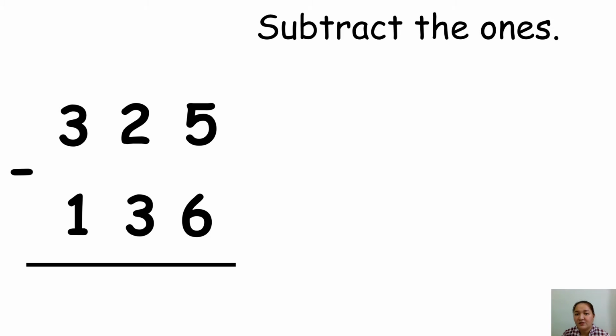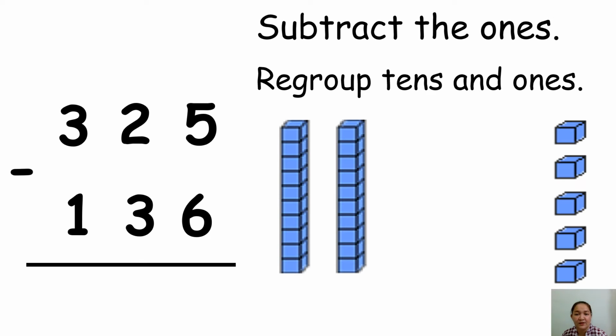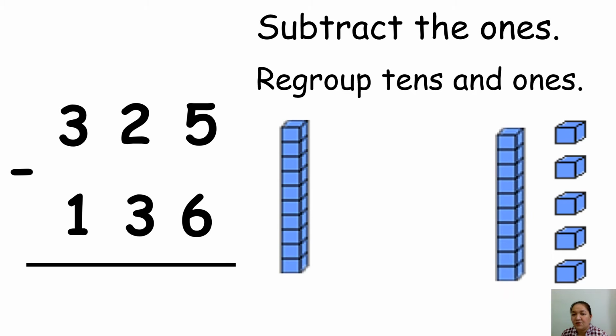The first step, subtract the ones. 5 minus 6 cannot be. We cannot take away 6 from 5. So what are we going to do? We're going to regroup tens and ones. So we're going to borrow 1 tenth and add it up to our 5 ones. So 5 ones will become 15 ones and our 2 tenths becomes 1 tenth. Now we can subtract 15 and 6. 15 minus 6 is 9.